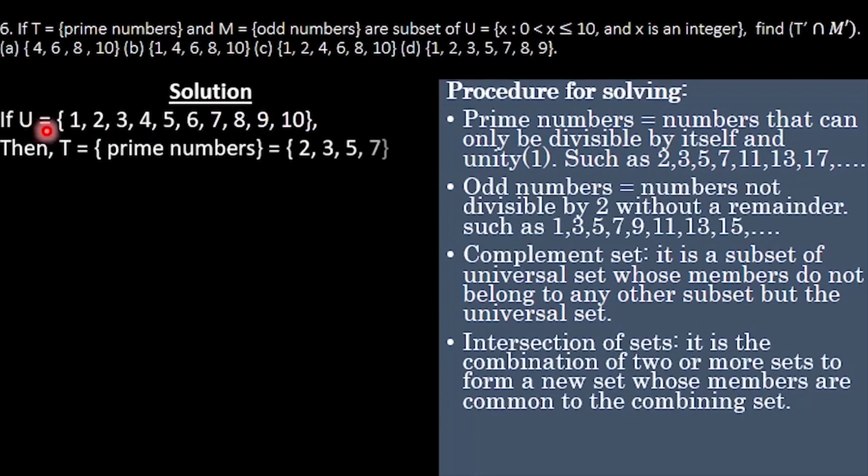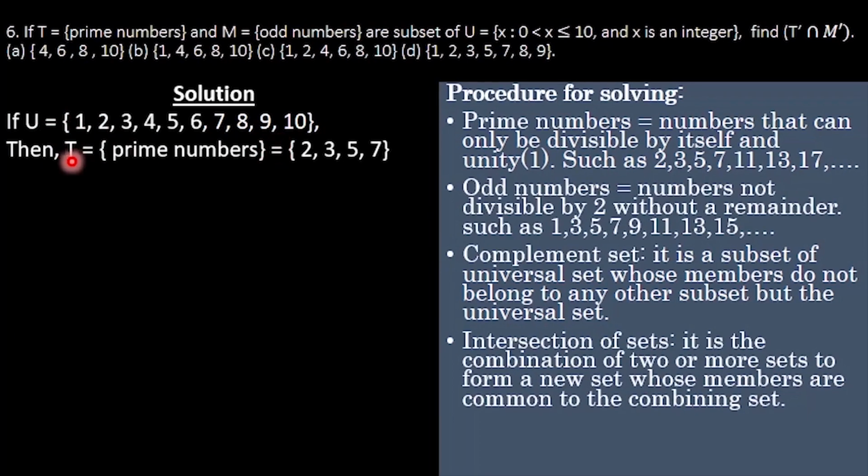If the universal set is 0 < x ≤ 10, that is, you have to start from 1 to 10. Set T is equal to the prime numbers in this range, that is in the range of 1 to 10, and the prime numbers in the range of 1 to 10 are 2, 3, 5 and 7. M is equal to the odd numbers in this range, and the odd numbers are 1, 3, 5, 7 and 9.